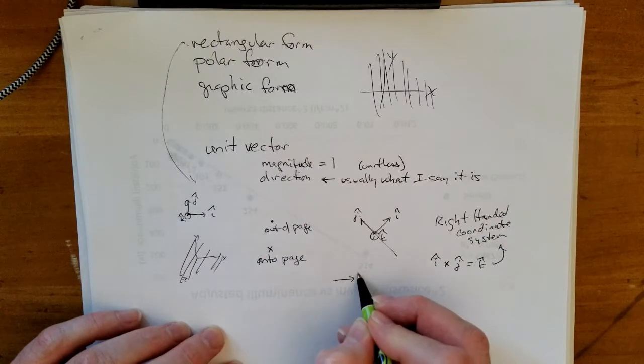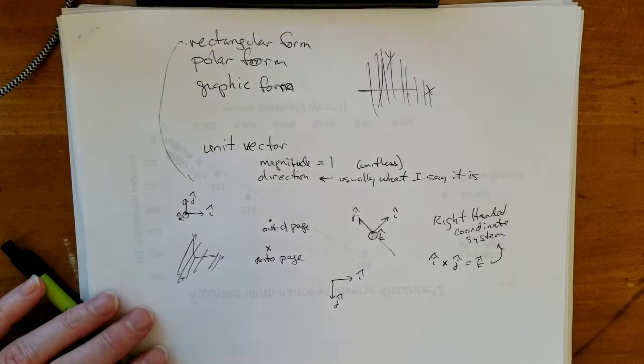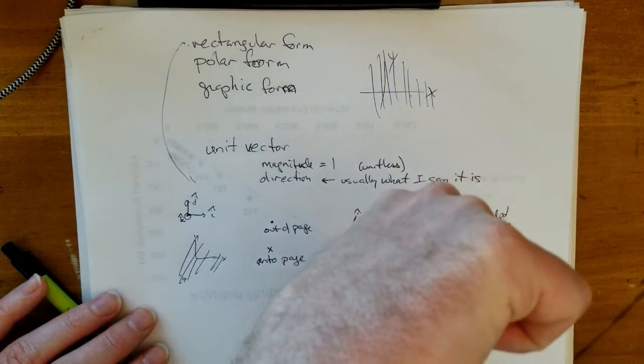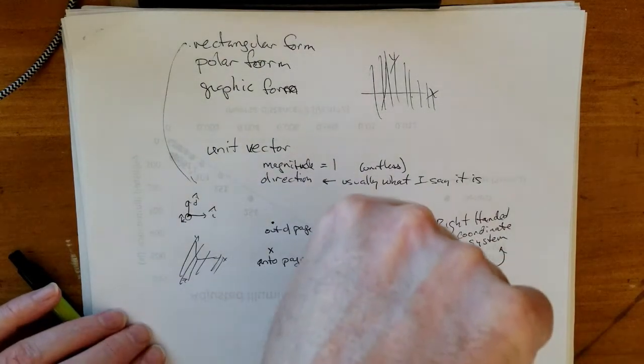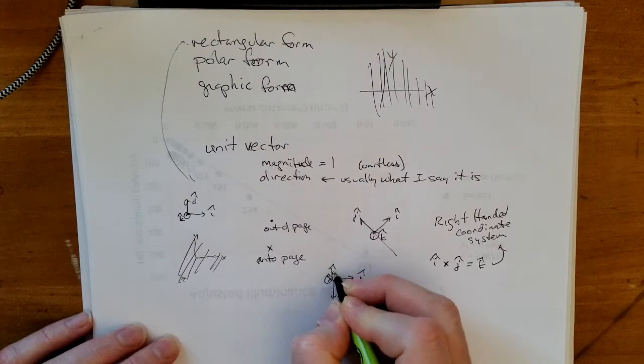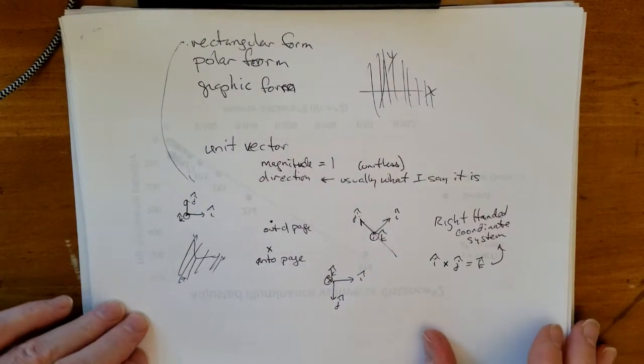If I had I going this way and J going that way, I put my hand in the direction of I, but my fingers need to bend towards J, and my thumb is now pointing away from the camera, so K is into the page. More detail later.